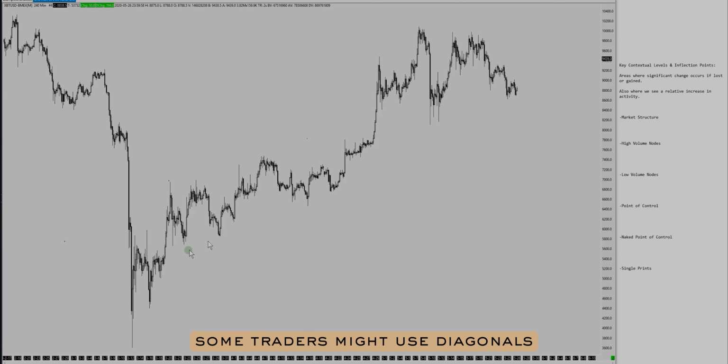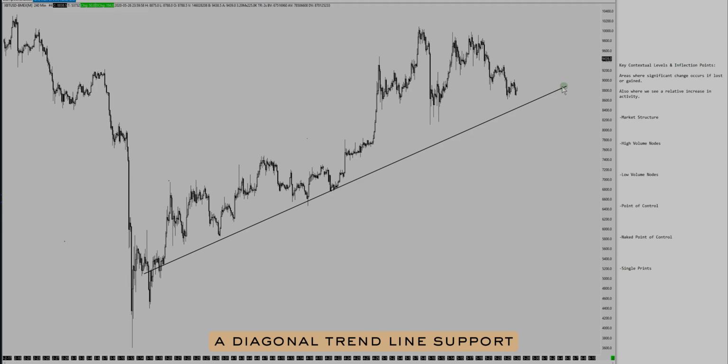Some traders might use diagonals, okay, to represent that price has more or less respected a level over time that has changed. Okay, this is more of a dynamic significant level, a dynamic contextual level. The one that holds the most weight, I would say, is the horizontal levels, because over time, horizontal levels are not going to change. So for example, an 8600 horizontal support is not going to change until it breaks. Whereas if we're just drawing a diagonal trendline support, all price has to do to break this is essentially move sideways through time.